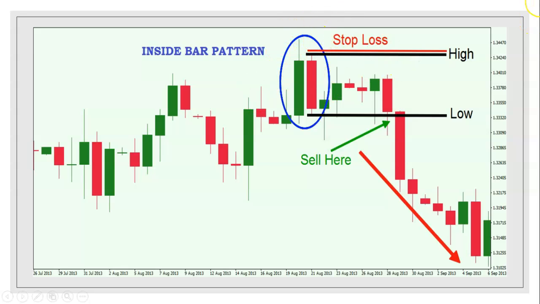You see that here we have a bullish bar, and following it we have a bearish bar, but the high and the low of the bearish bar is right within the high and the low of the mother bar. So what you do in this case is look at where is the high and where is the low of the mother bar. Here is the high of the mother bar, and here is the low of the mother bar.